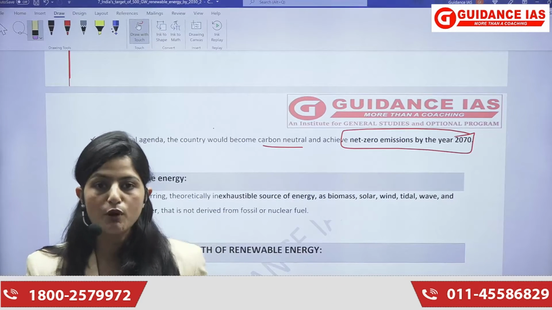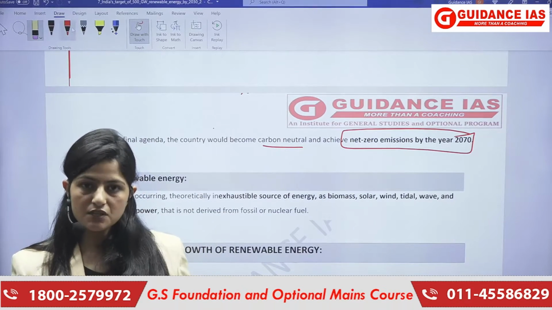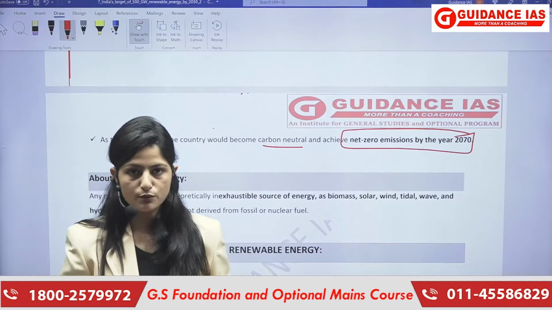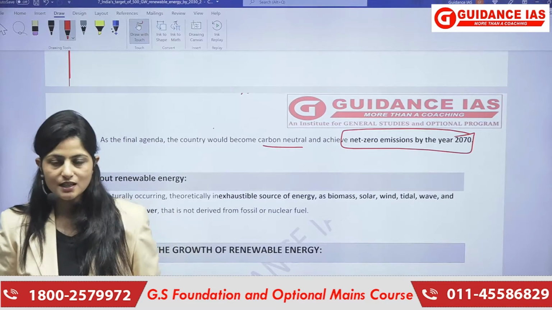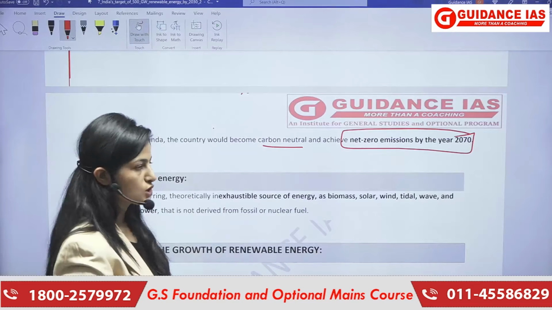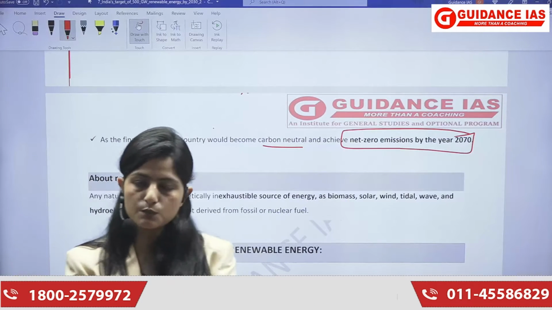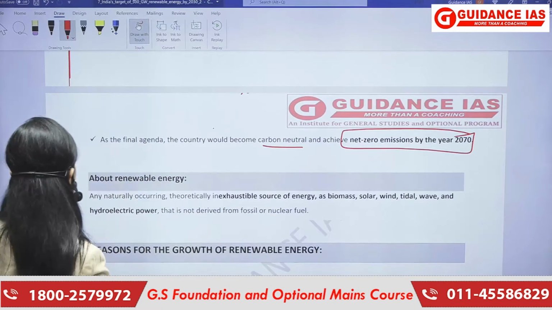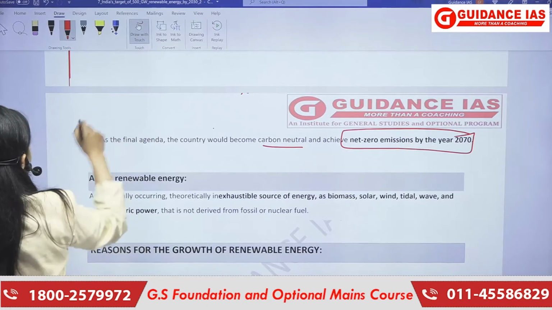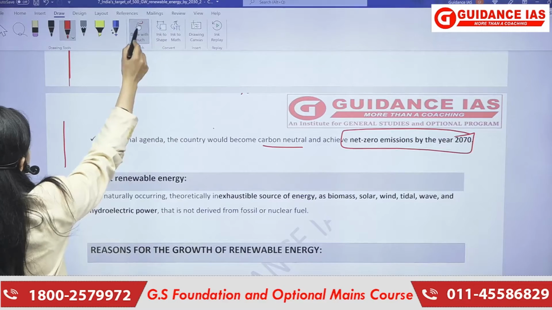We have such a huge population. So even 2070 is good enough for us to target this, provided we implement things at a proper pace. So on time. So 2070 भी खराब नहीं है. तो अगर net zero emission हम 2070 तक भी achieve कर लेते हैं, it is a brilliant job we will be doing, right?